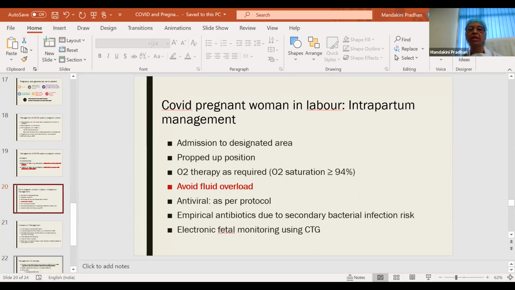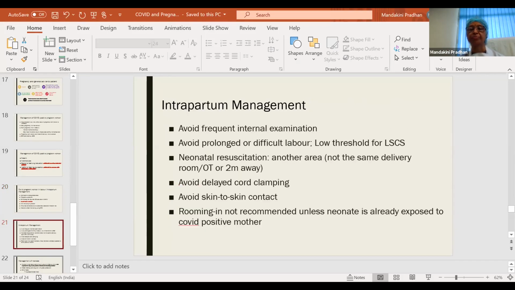For intrapartum management, you need to be careful about fluid overload. The patient should be in the proper position, with oxygen if the patient has SpO2 less than 94%. Antivirals and antibiotics are to be given as per the protocol. It is not contraindicated as such in a COVID patient. And you need to avoid internal examination, and there should be a low threshold for doing an LSCS.